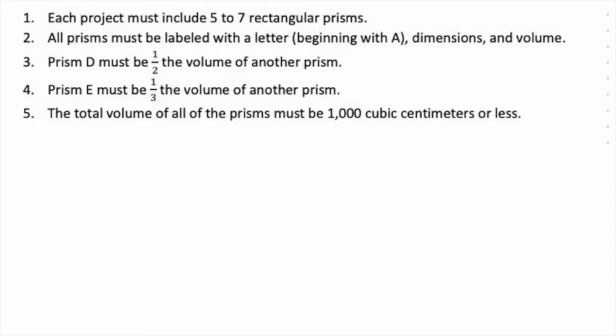Okay, let us dive right in. We first see our project requirements. Number one, each project must include 5 to 7 rectangular prisms. Right away, let's just circle that 5. We will do 5 rectangular prisms. Again, if you want to do up to 7, that's on you, but I'm going to focus on 5.